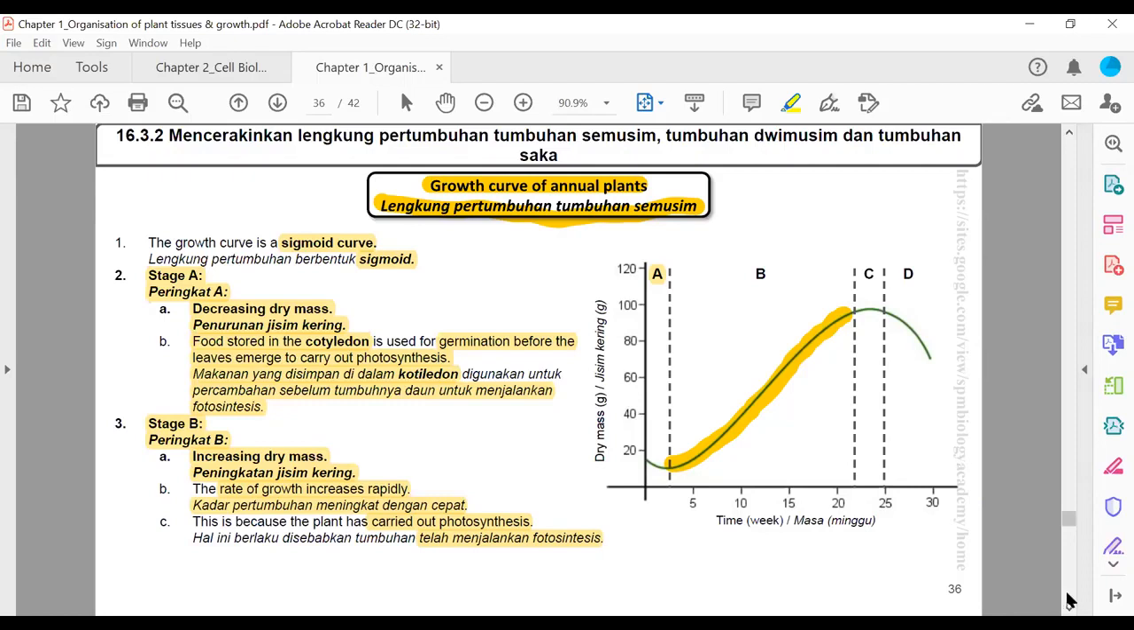Let's move on. Now let's see C. What is happening at C and what is happening at D? C shows zero growth. Dia lebih kurang constant. D shows negative growth. And the graph stops here. Why the graph stops there? Because the plant died already. Pokok tu sudah mati, so no more growth. Yes or no?